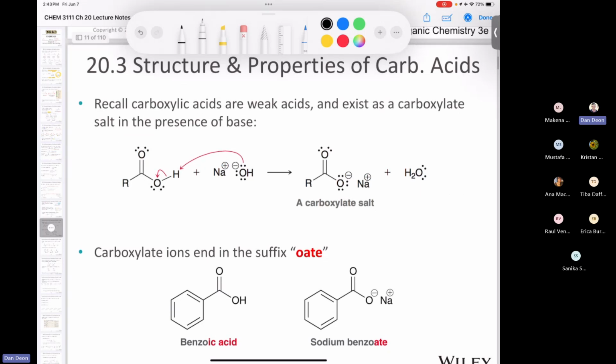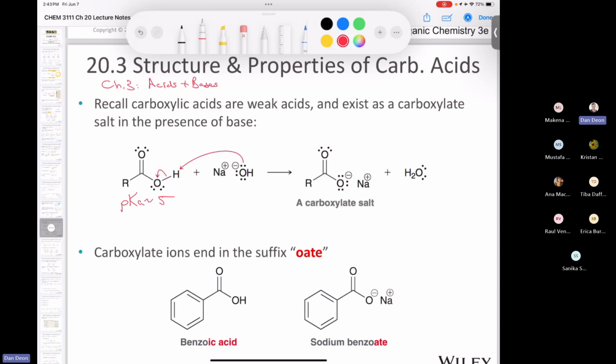So, wow, this is really a blast from the past. If you go all the way back to chapter 3 in our textbook, back when we talked about acids and bases. Well, it's back. Now, hopefully you remember that the pKa of an alkyl carboxylic acid starts around 5. Like acetic acid has a pKa of 4.75.